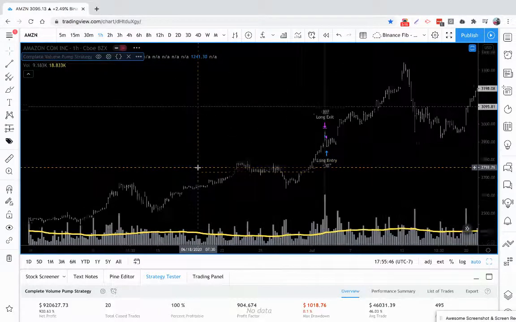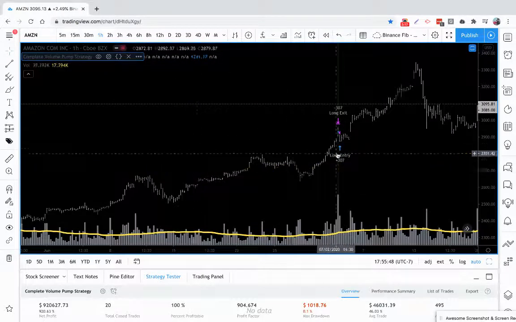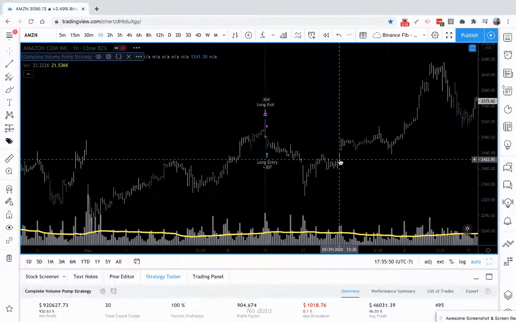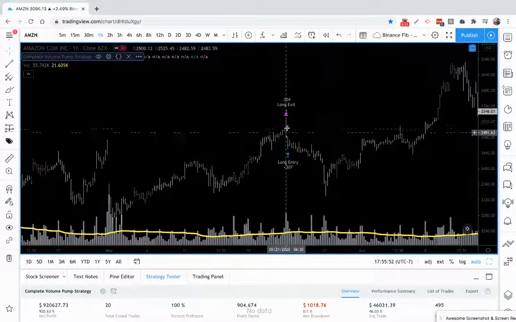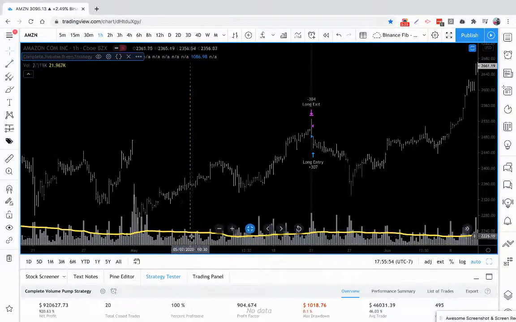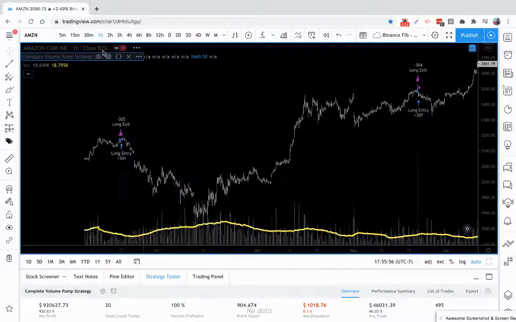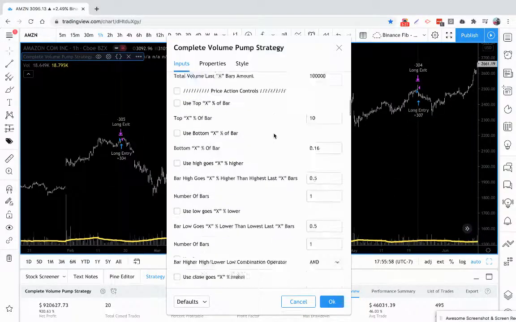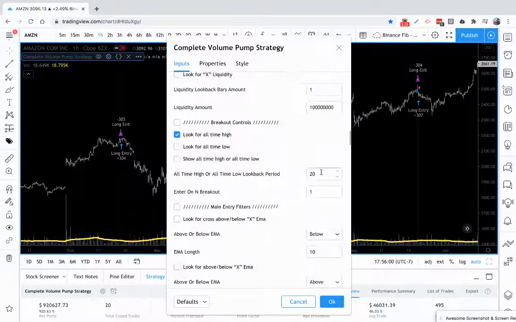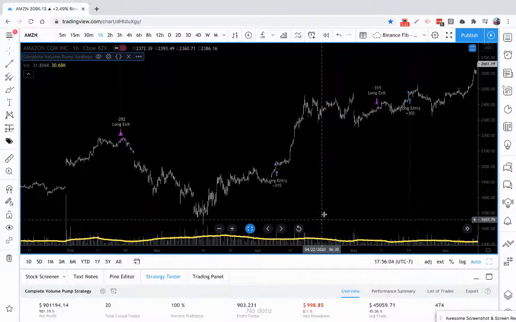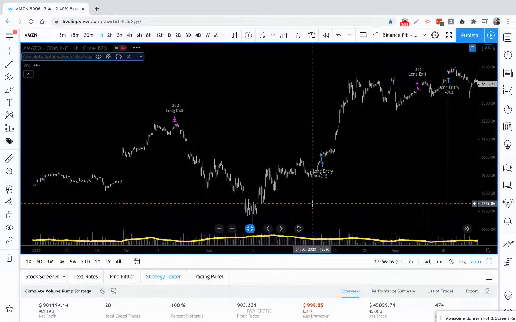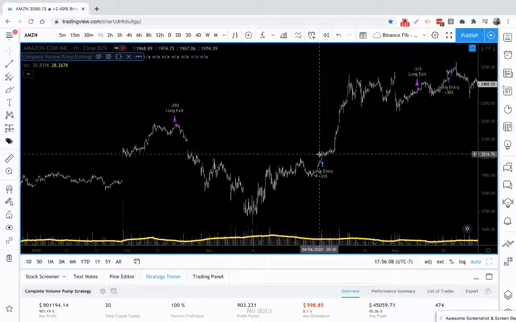Let's look at some other examples. That was another example. This was another example of that. If we want to look for a little bit longer setting, for longer breakouts, so 200 bars, we can do that. So this was an example here.